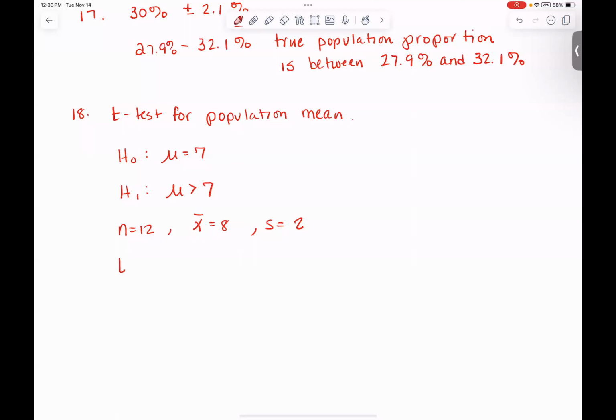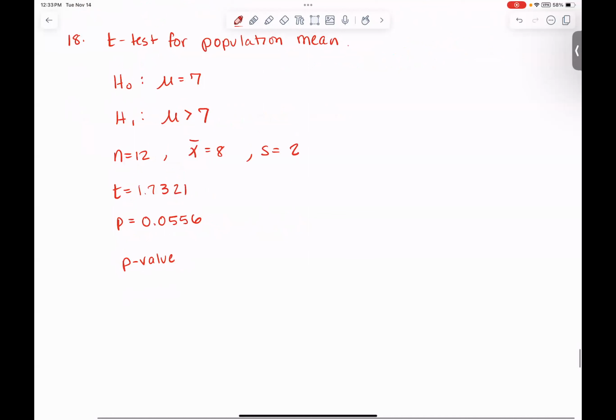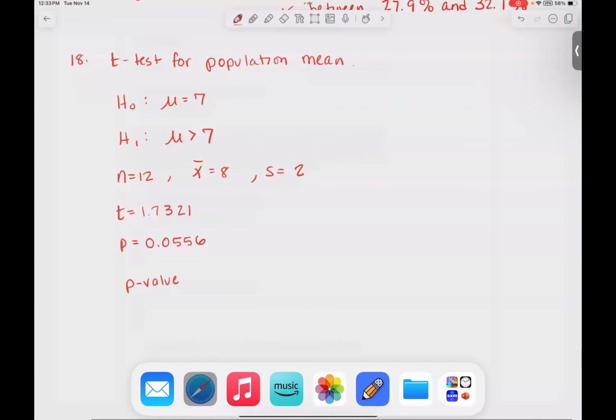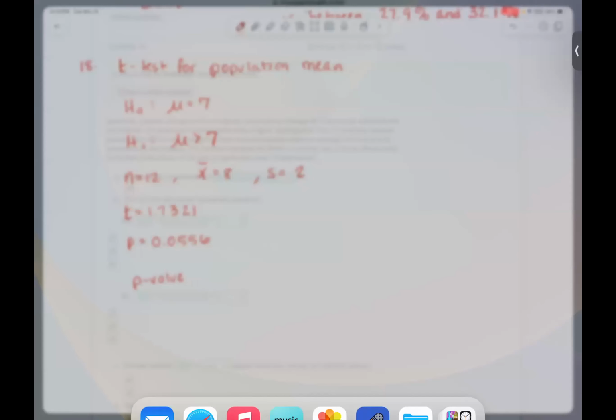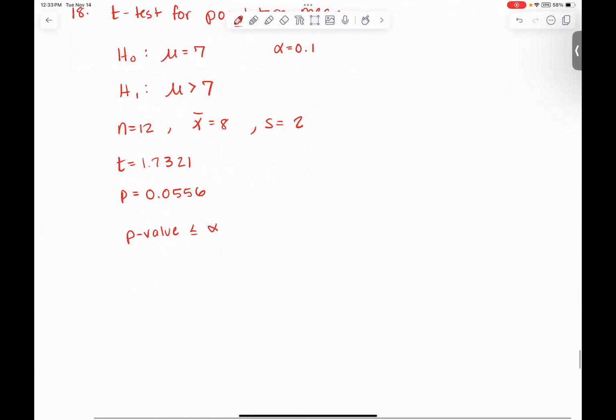So t is 1.7321. P is 0.0556. So our p-value, what was our level of significance? I can't remember. Our level of significance was 0.1. Let's write that down. So alpha is 0.1. So our p-value is less than our alpha. 0.0556 is less than 0.1. So if the p is low, we reject the null hypothesis.